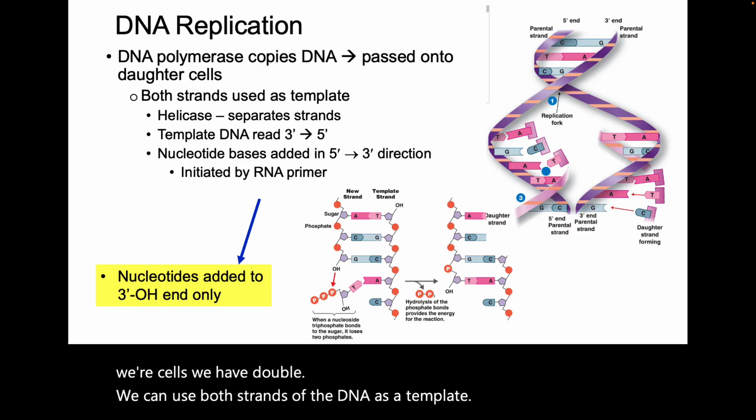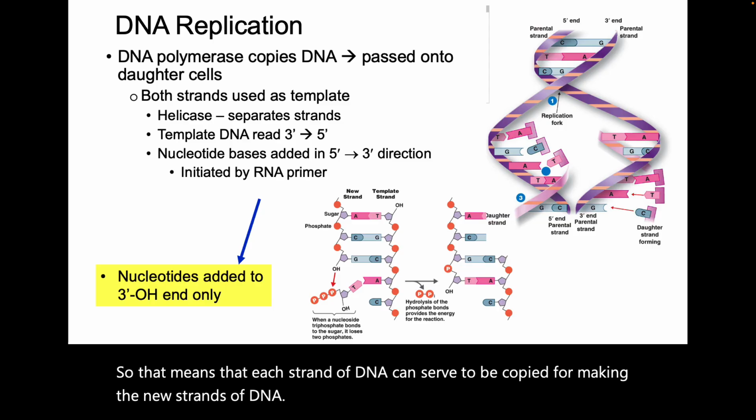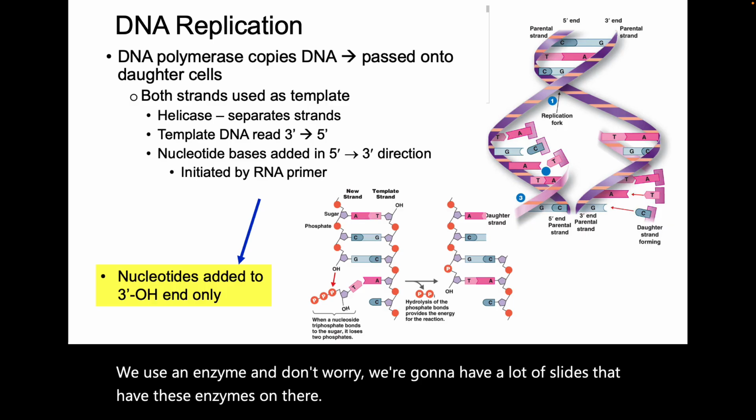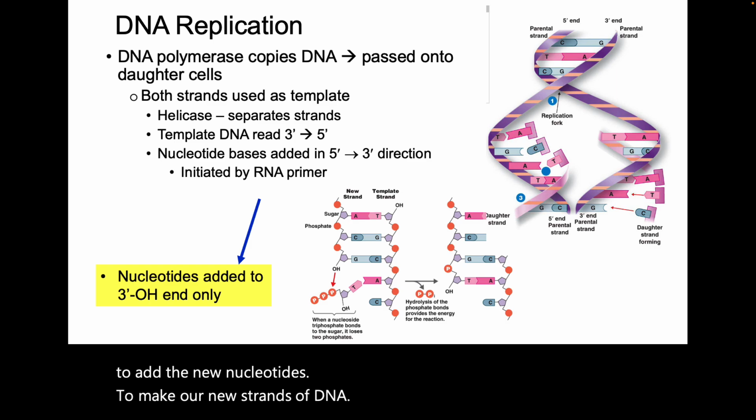Okay. So that means that each strand of DNA can serve to be copied for making the new strands of DNA. We use an enzyme, and don't worry, we're going to have a lot of slides that have these enzymes on there. We use an enzyme called DNA polymerase to add the new nucleotides to make our new strands of DNA. But there are things that we have to think about before we can even start replicating.